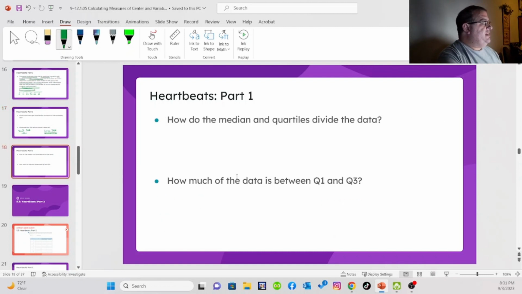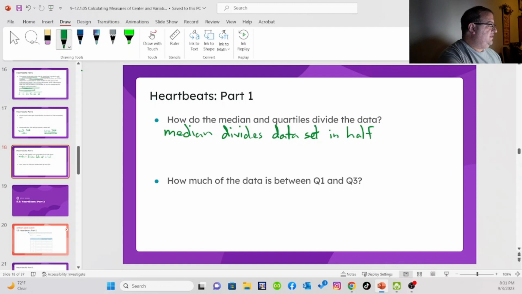How do the median and quartiles divide the data? The median divides the data in half. And the quartiles divide the halves in half. So it divides the data into quarters.